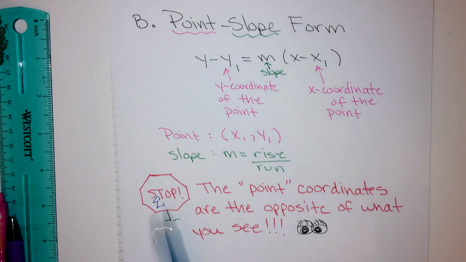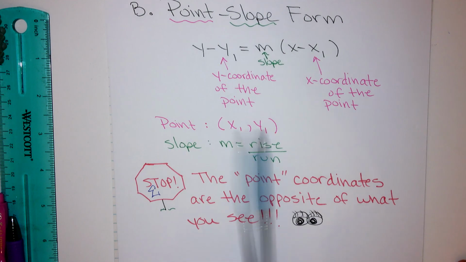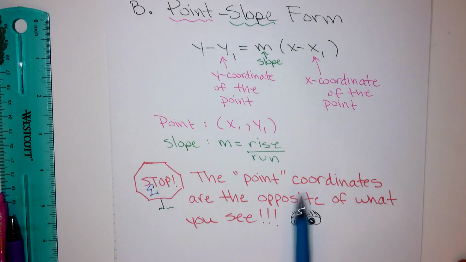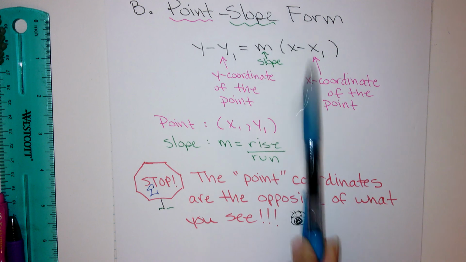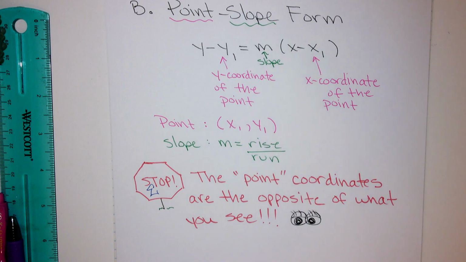I have a stop sign for you. Stop sign. Don't forget to tag it. The point that we're going to use, the coordinates are the opposite of what you see. I know I can talk. This might remind you of the very first chapter we did at the beginning of the year, where we use the opposite of what we see in these spots right here.